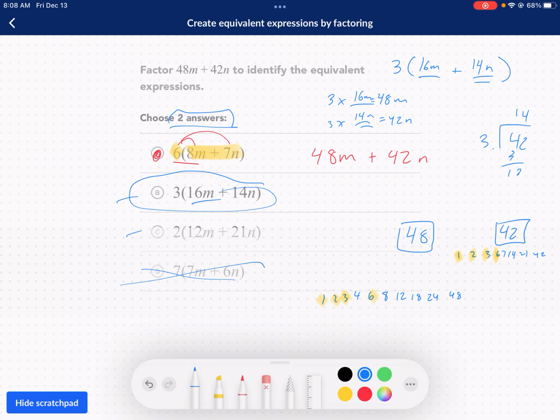So it looks like it's A and B again. Now we can just check C, why it doesn't work. So we do 2 times 12 there, and it gives 24m, and it's already off, right?